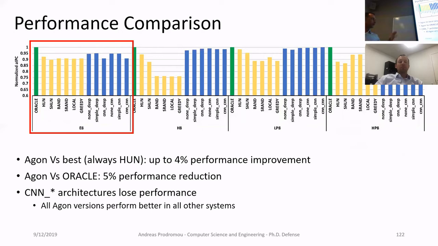Let's begin with the easiest 8-core system. We see Agon compared to the best always strategy, which happens to be Hungarian. It improves performance up to 4%. Compared to Oracle, we see a 5% performance reduction. The architectures with the convolutional front end seem to lose performance on this system, but on all other systems, all Agon versions perform better than everything else.